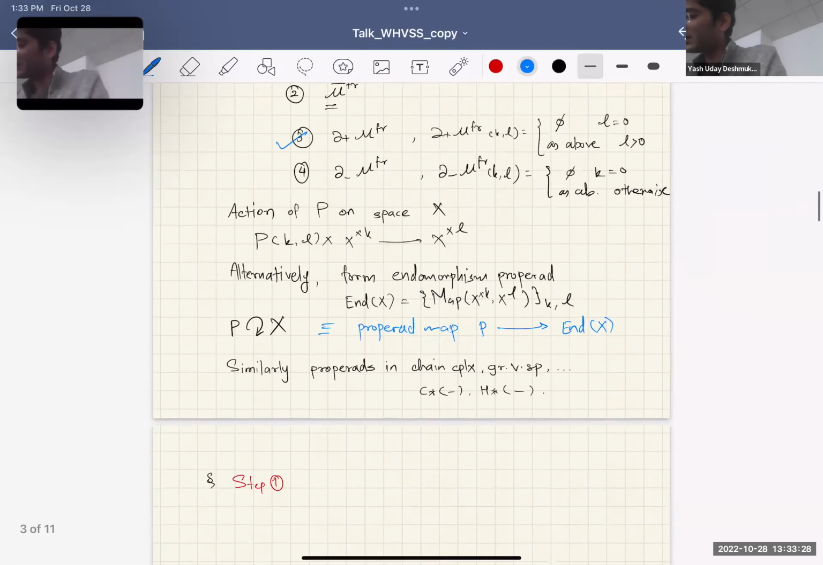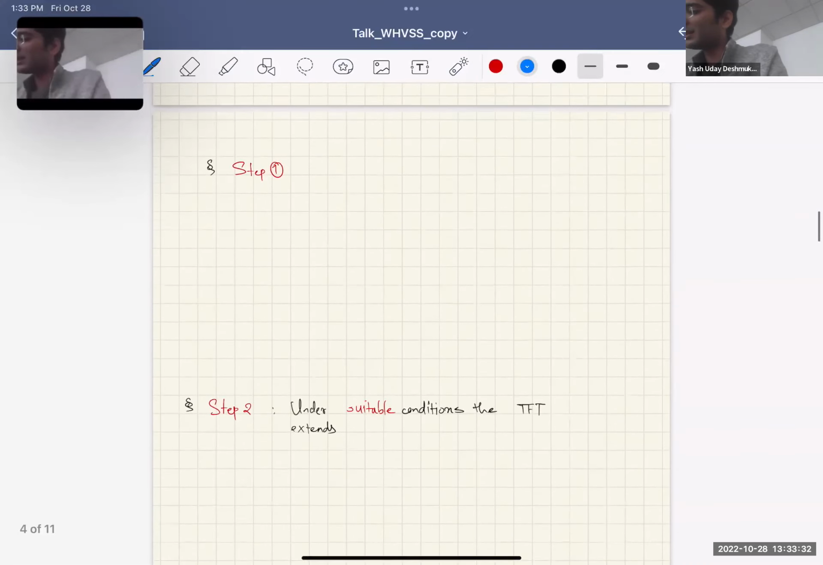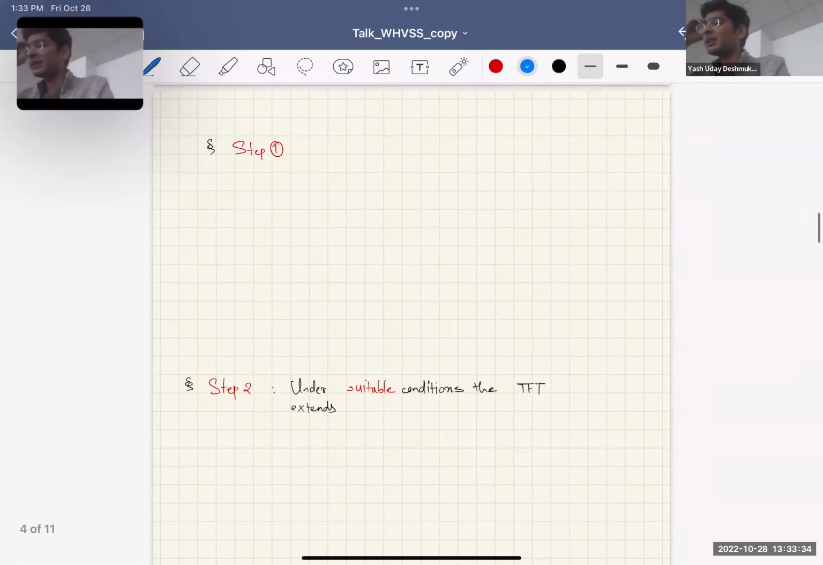Okay, so if not, let me go back to these steps that I described in just two lines earlier and try to say now in this language of properads what the steps look like. So the first step was, remember, concerning constructing a topological field theory from a category. And the way we say it in the language of properads, the precise results are as follows.